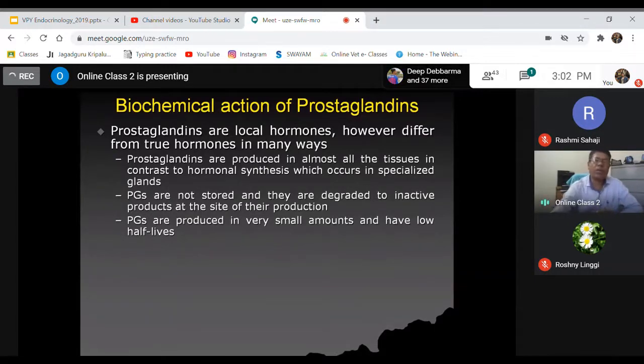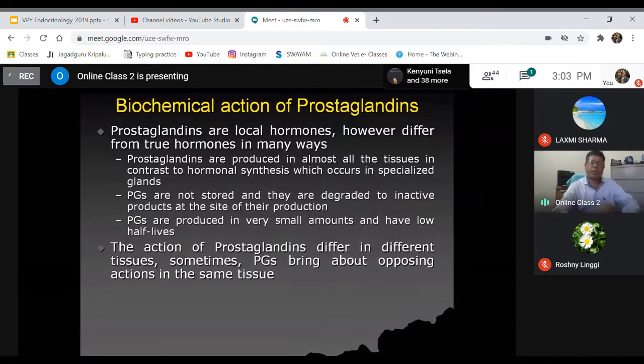Then prostaglandins are not stored, and they are degraded to inactive products at the site of their production. Hormones are synthesized when required, released, carried by the blood, and act on a distant cell. But this is not the case with the prostaglandins. Third, prostaglandins are produced in very small amounts and have low half-lives. They are not stored. When they are required, they will be produced, express their action, and then be removed.